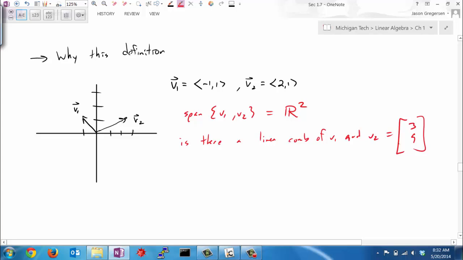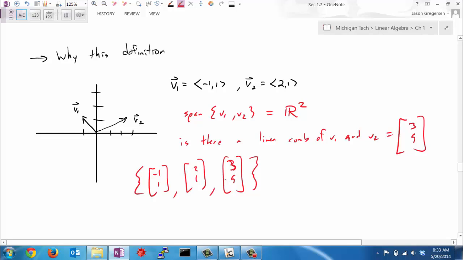There is, right? I can get to any other point in the plane with a linear combination of these two things. So what about this new set of vectors? Negative 1, 1, 2, 1, and 3, 9. What's the span of those three vectors? Have I changed the span? It's still just R2. I haven't really added any points. There aren't any new points I can get to that I couldn't have gotten to before. I haven't changed the span.